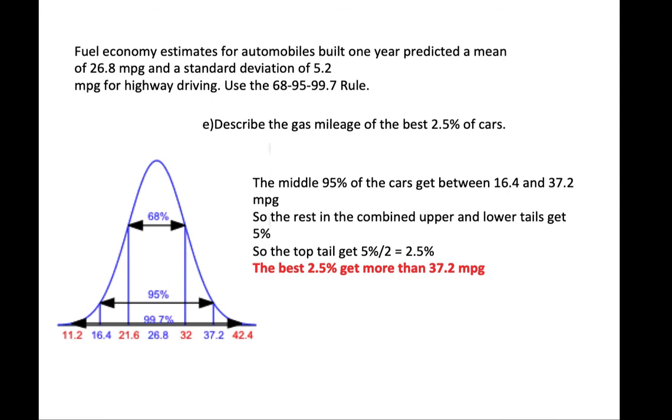And finally, we're asked to make a statement about the gas mileage for the best 2.5% of the cars. Well, the middle 95% gets between 16.4 and 37.2. So the two tails combined are 5%. What's left over from 95%? So it stands to reason by symmetry, half of the 5%, 2.5, is up here, and half of the 5% is down here. So 2.5% are getting better than 37.2 miles per gallon. The answer to the question is 37.2 miles per gallon.